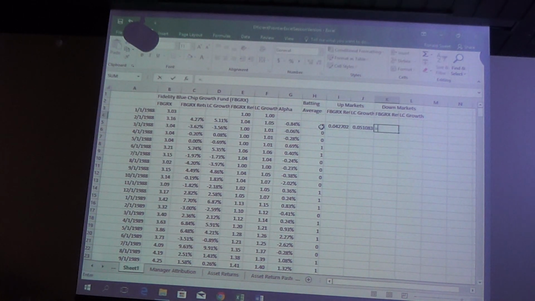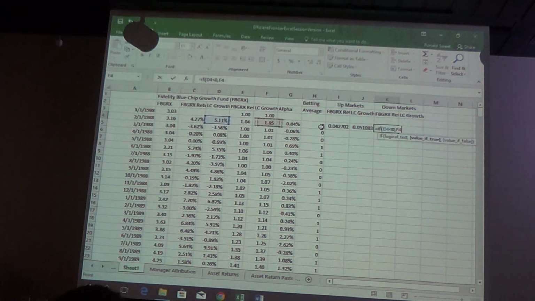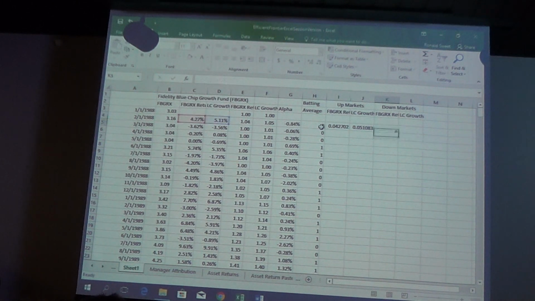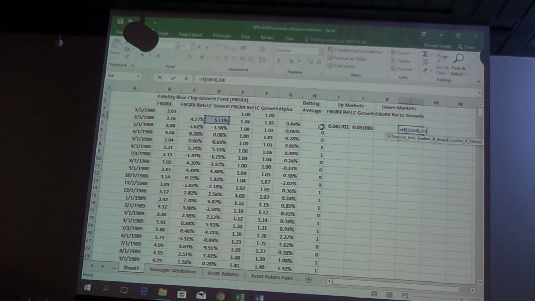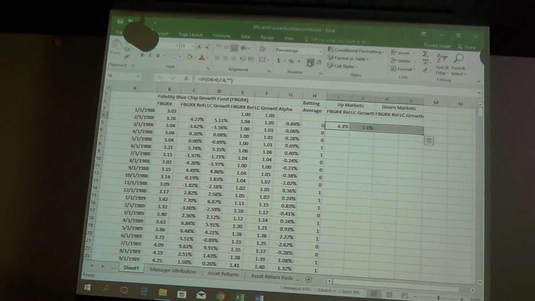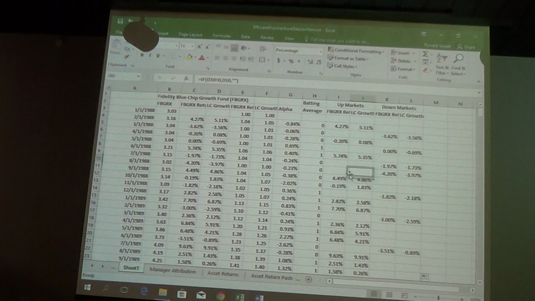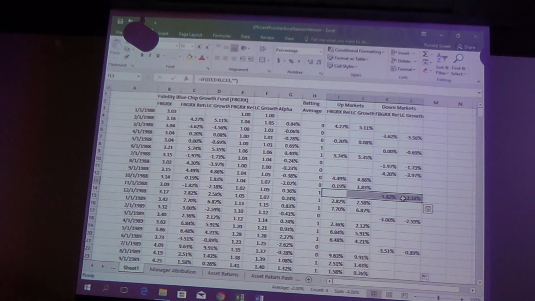On the down market, we'll say if a market is less than 0, give me the fund. Otherwise, two quotes. Same thing with the market. If the market is less than 0, give me the market. Otherwise, two quotes. I'm going to change these to percents, copy them down, and you should never have a whole row that's blank, and you should never have a whole row that's completely full. The only way you can have them all be blank is if somehow the market got exactly a 0% return, and that's pretty unlikely.